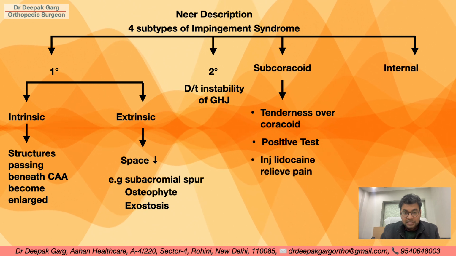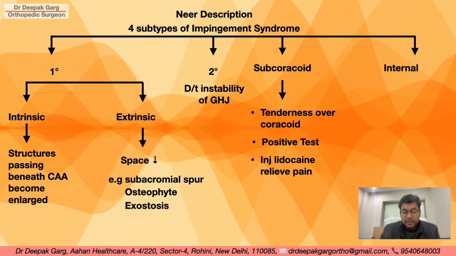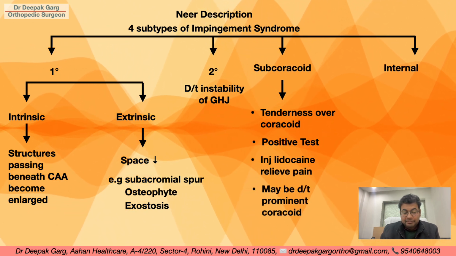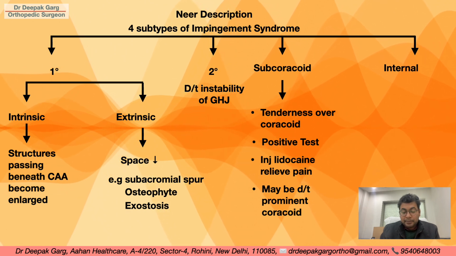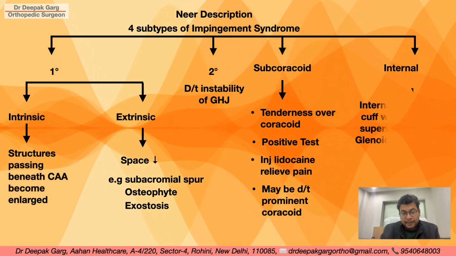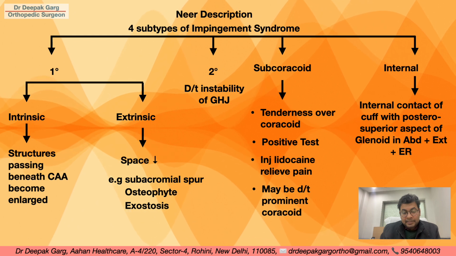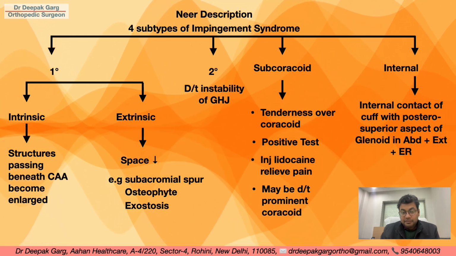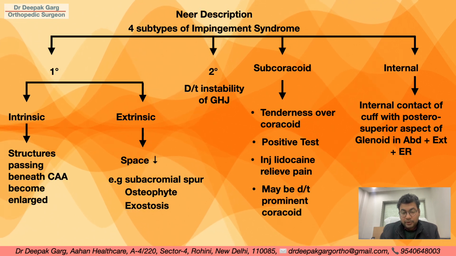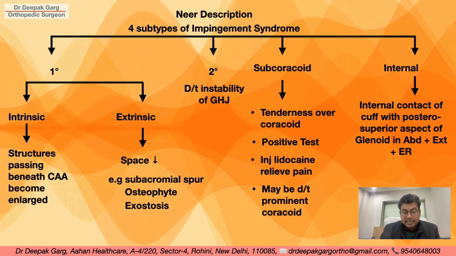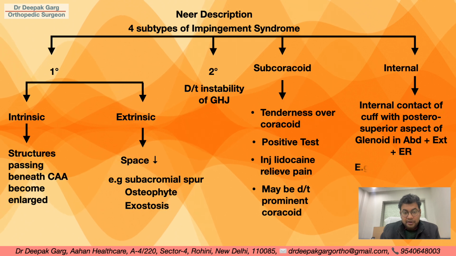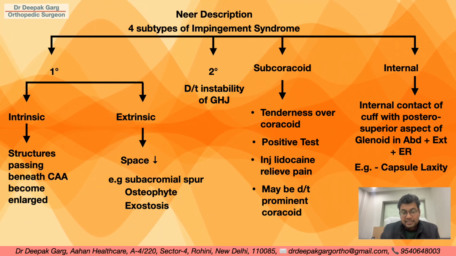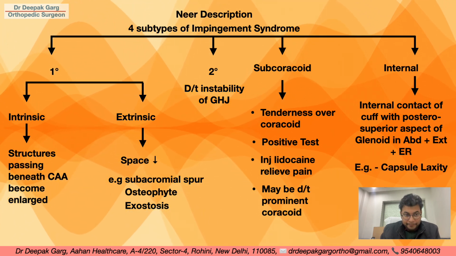Impingement test will be positive, and when we give the lidocaine injection, the patient will have relief in the pain, and this can be due to the prominent coracoid. Now what is internal impingement? Internal impingement is internal contact of the cuff with the posterior-superior aspect of the glenoid in abduction, extension and external rotation. For example, this may be seen in capsular laxity, which is an arthroscopic finding.